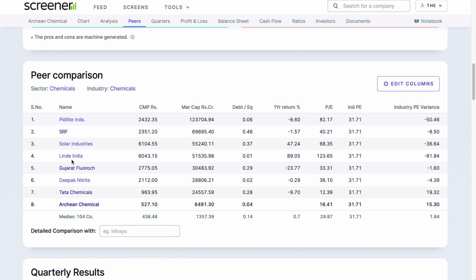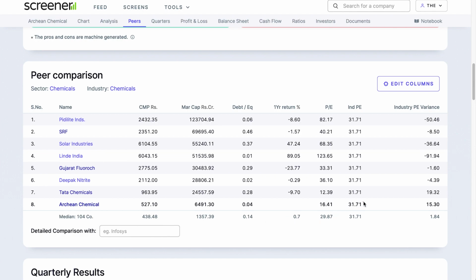Look at Deepak Nitrite, Solar Industries, Pidilite, SRF, they're all well beyond the industry P/E of 31.71, which you will also see as a possible reason why most of these stocks in the upper quadrant are either going flat or they're not producing any new gains in the recent 6 or 8 months.